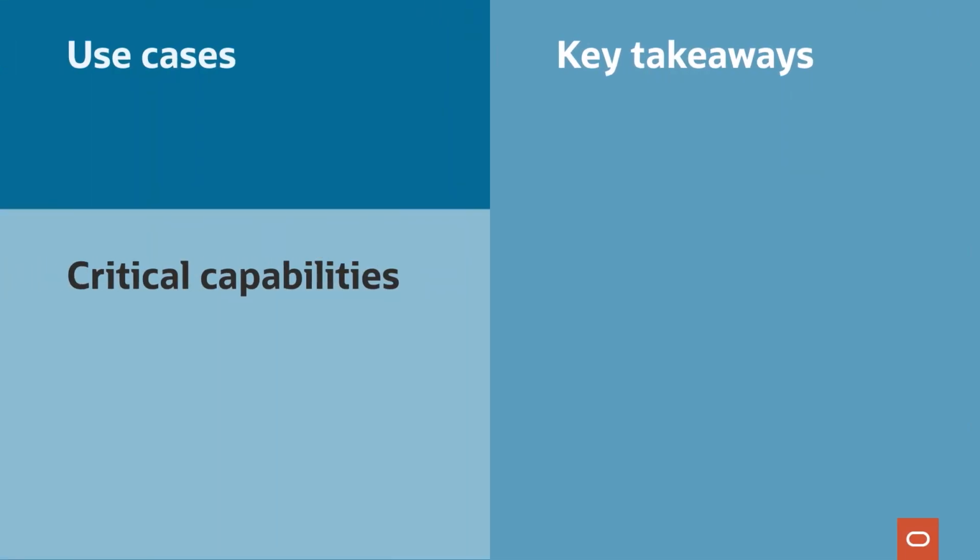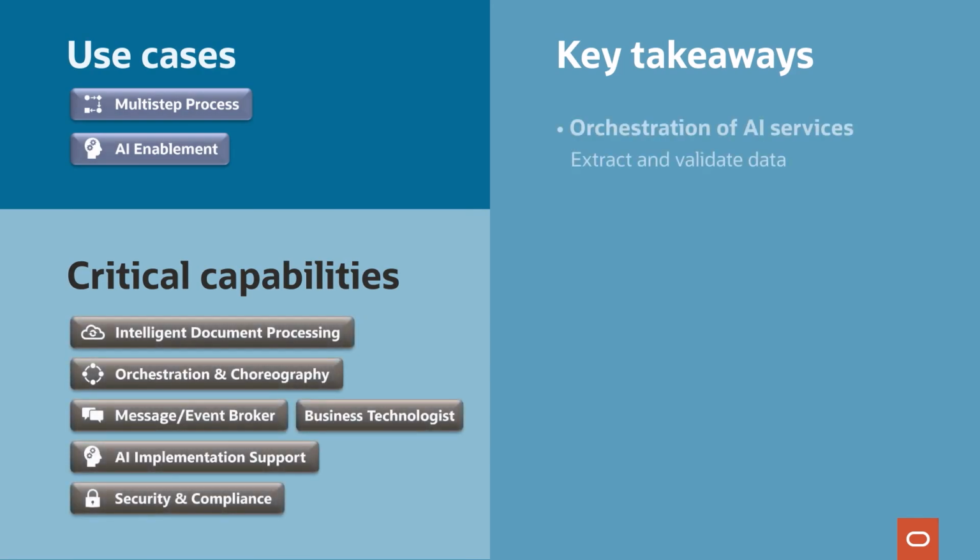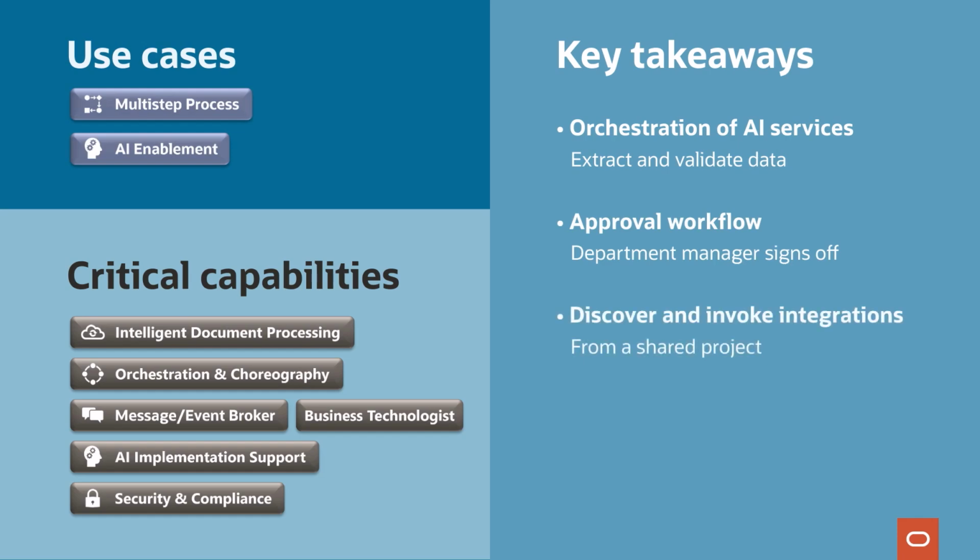Let's do a quick recap. We illustrated several use cases and critical capabilities. The key takeaways are the ability for a business technologist to orchestrate AI services, configure approval workflows, and discover and invoke integrations from the projects that are shared with them.